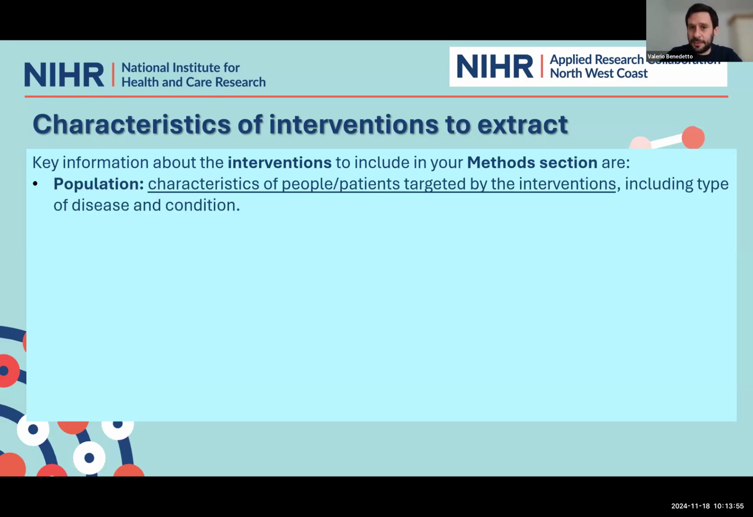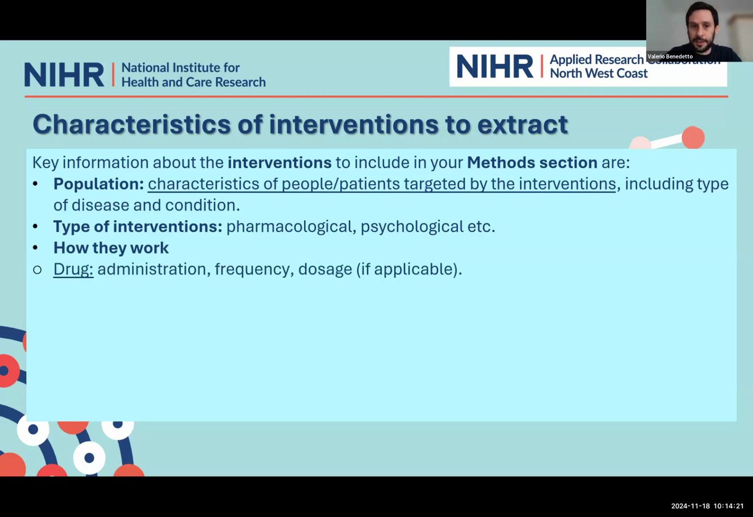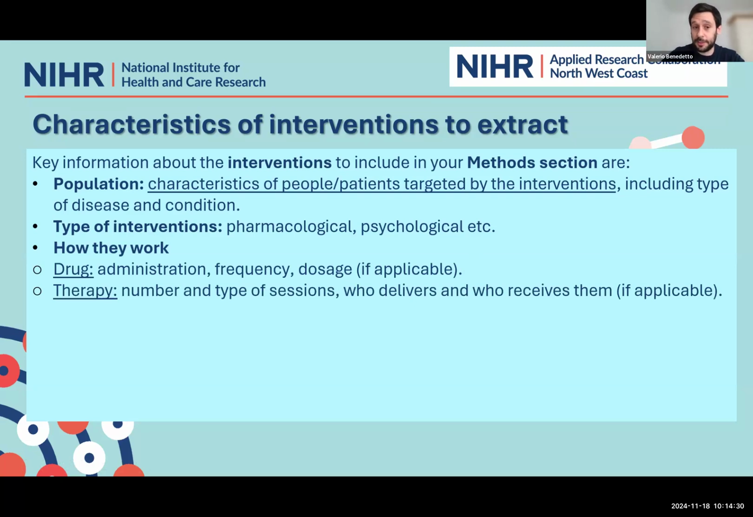So the key information about the intervention, which we will need to include in the methods of our commentary, are the population, so the characteristics of the people or the patients targeted by the intervention, for example, stroke patients or patients with advanced Parkinson's disease and so on. Type of intervention, which could be pharmacological or psychological or other forms of intervention, and how they work, so any information about, for example, the type of administration, the frequency, the dosage. If it's a therapy, we talk about the number and type of sessions, who delivers that particular therapy, who receives that particular therapy, and so on.